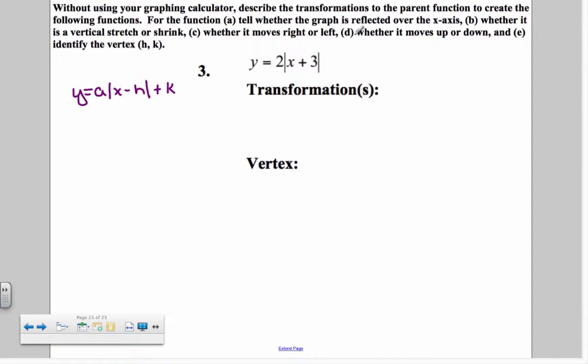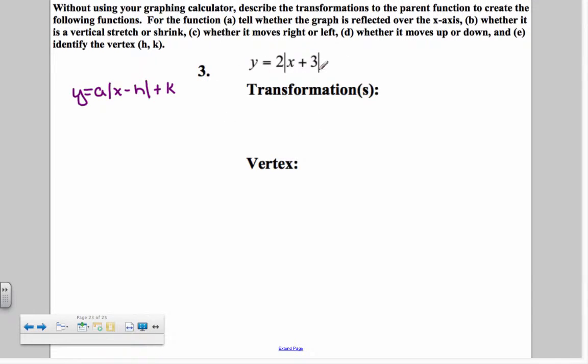A will tell me whether it has reflected over the x-axis. If a is negative, that means it has been reflected over the x-axis. A can also tell me if I have a vertical stretch or shrink. h will tell me whether it moves left or right. And k will tell me if it moves up or down. My vertex is always h, k.